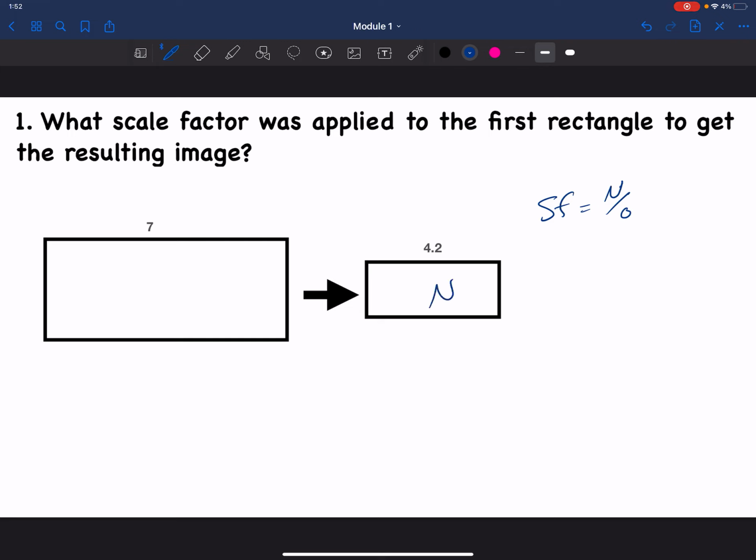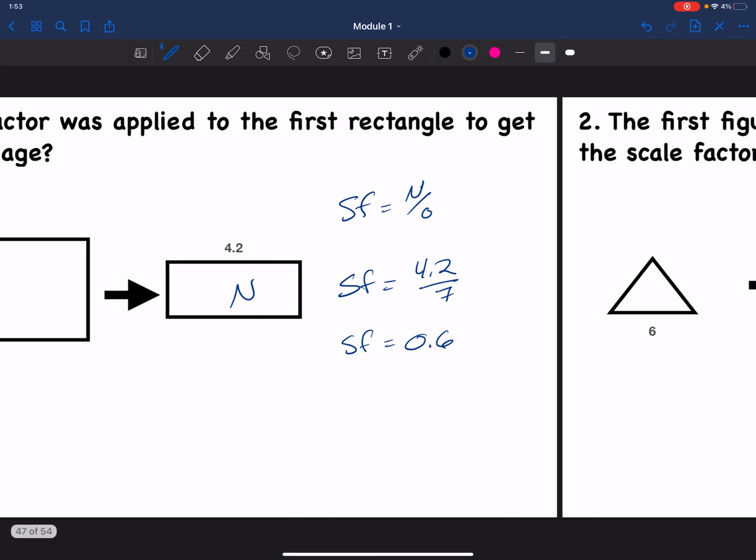So here's my new one, here's my original one. So my scale factor is going to be equal to 4.2 over 7. So all we have to do is go ahead and divide out 4.2 by 7, which gives us 0.6. So my scale factor here is 0.6. Let's go ahead and look at our number 2.